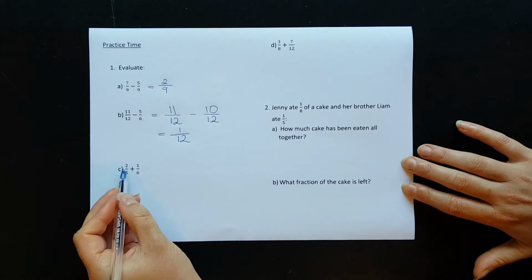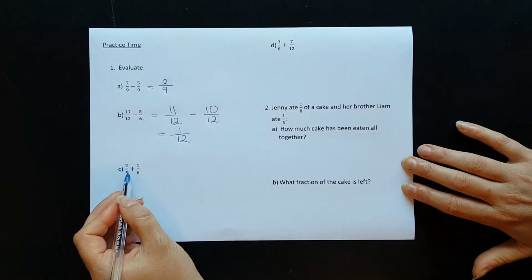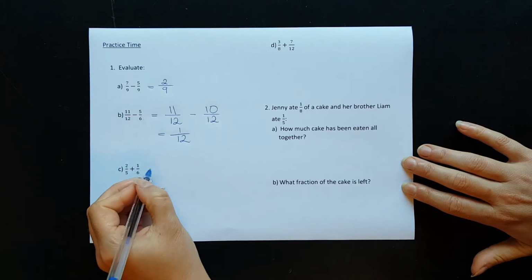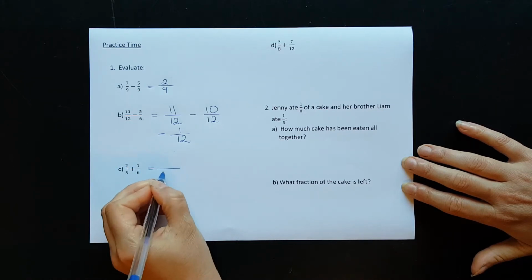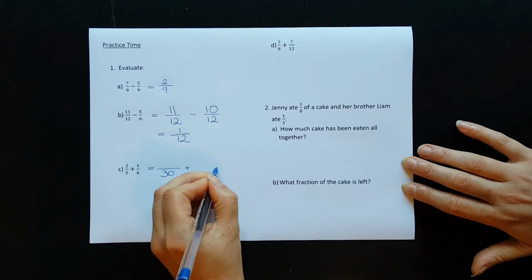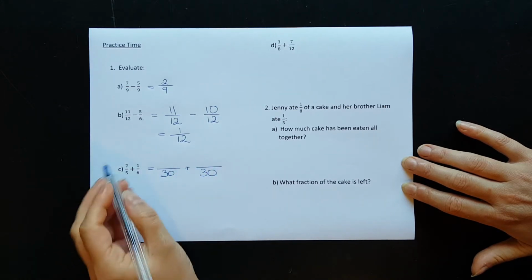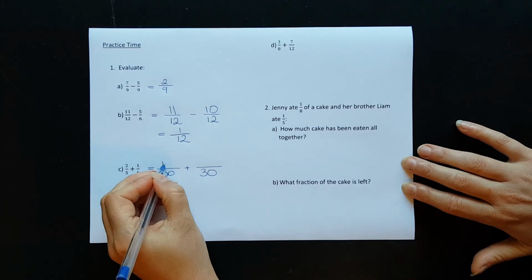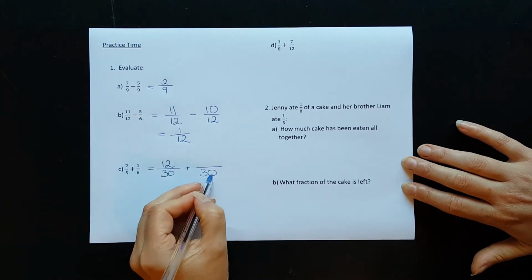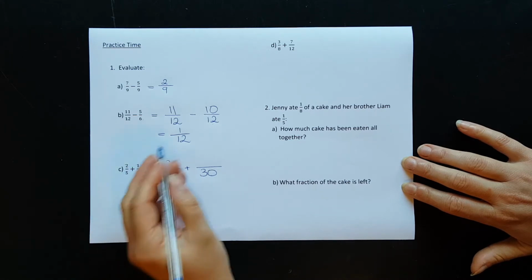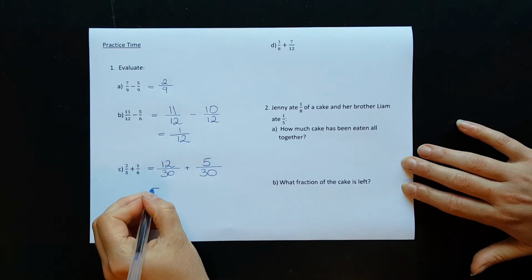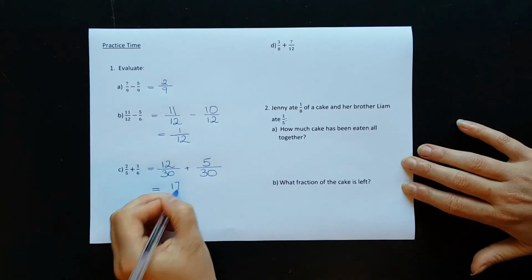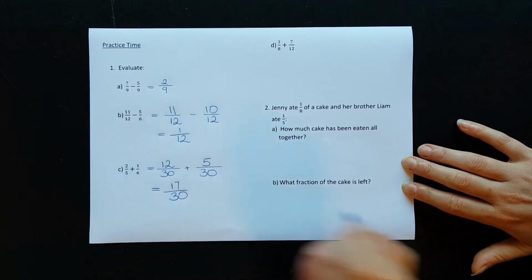Part C, we need a common denominator. So 5 and 6, my common denominator will be 30. So 5 needs to multiply by 6, so multiply the top by 6, I'll get 12. 6, I have to multiply by 5 to get there. Multiply 1 by 5, I get 5. 12 plus 5 is 17 over 30.